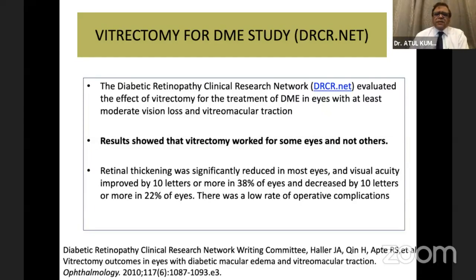DRCR.net is a very valid network of studies which are being conducted in various US hospitals for diabetic retinopathy and its various issues. One of the studies, led by Julia Haller, showed that in case of vitreomacular traction, the visual acuity did improve in 38% of eyes by 10 letters, but also decreased by 10 letters in 22% of eyes. So thickening was significantly reduced, but the visual acuity improvement was non-significant, and there was a decrease also in a reasonable percentage of cases.